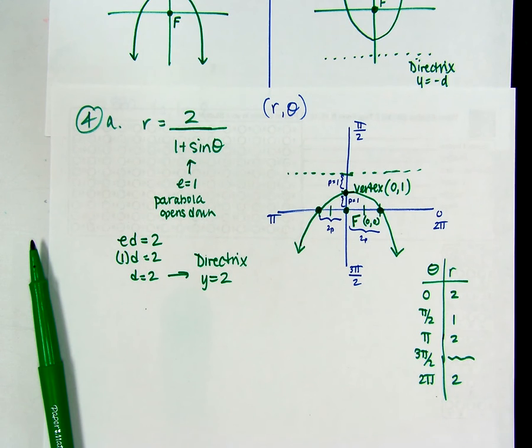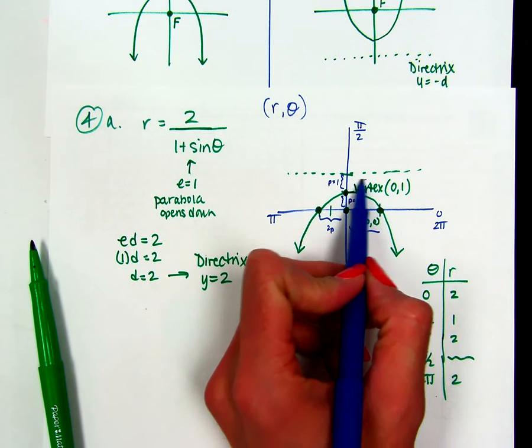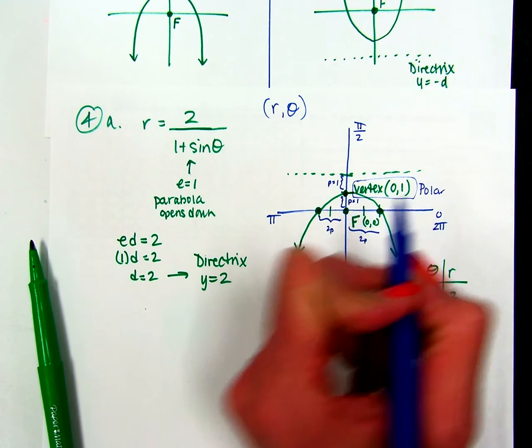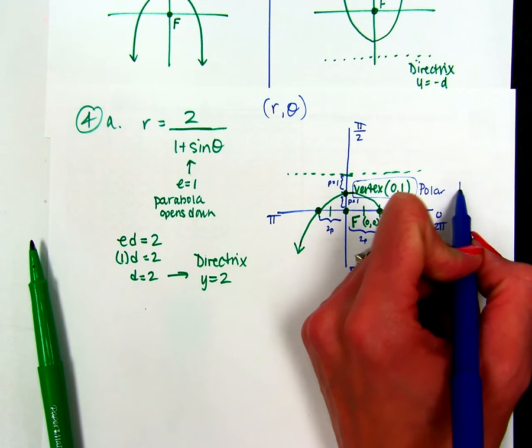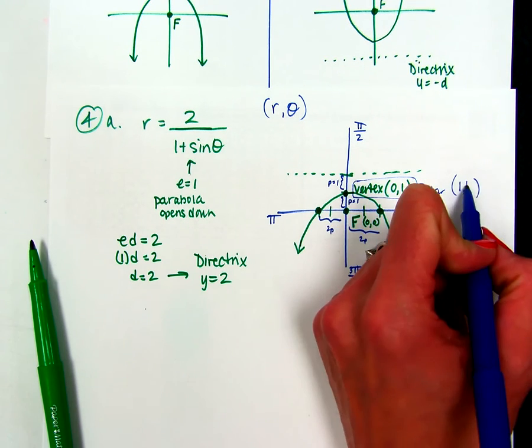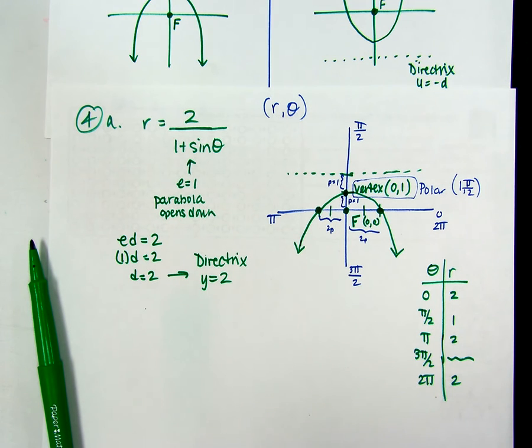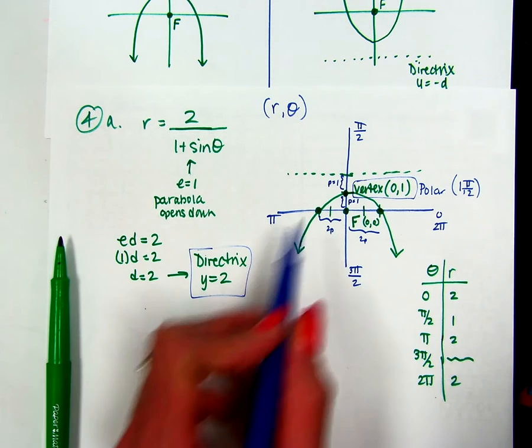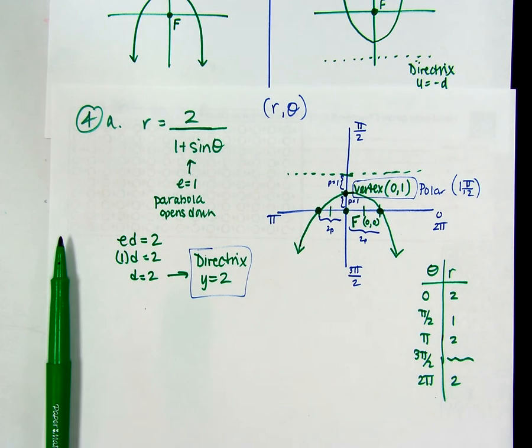All right, so just to double check what the book asks you to answer, it says specify the coordinates of the vertex in rectangular form. So that would be this. If we needed it in polar form, it would be 1 as the radius and pi over 2. But it did ask in rectangular form. And it also asks you for the equation of the directrix, which we have. So that's y equals 2. And we graphed it. All right, so we're all done with 4a.